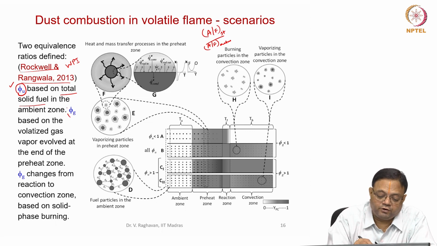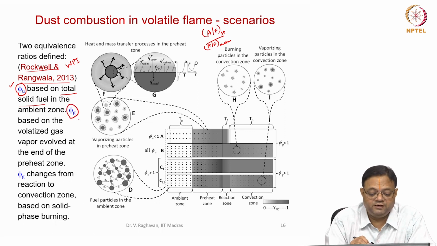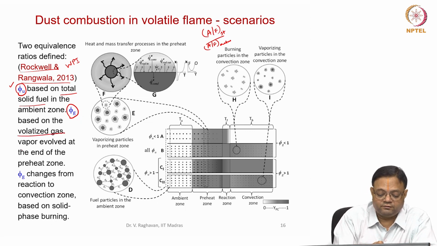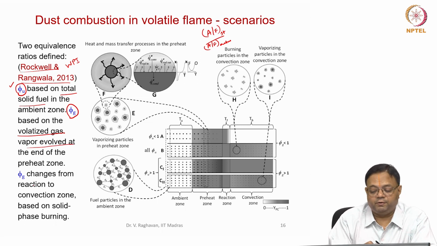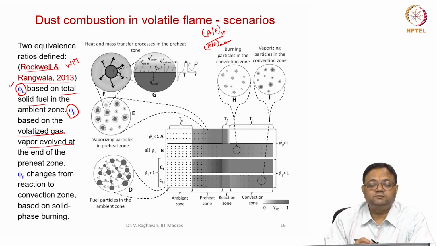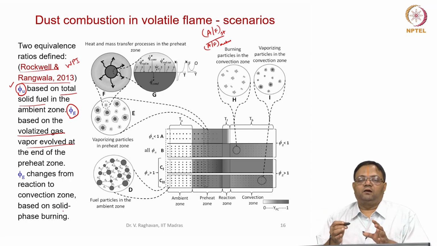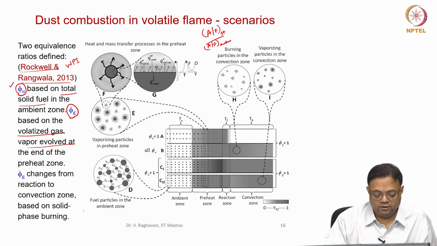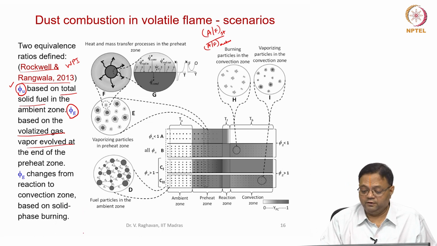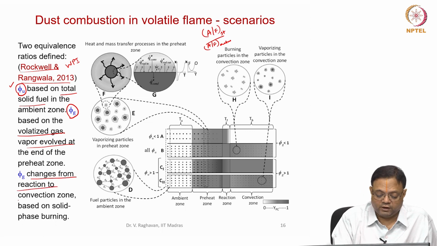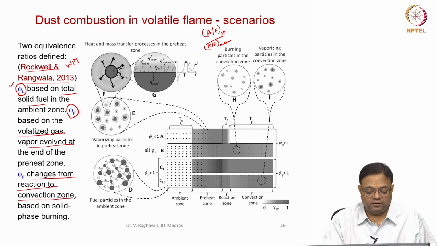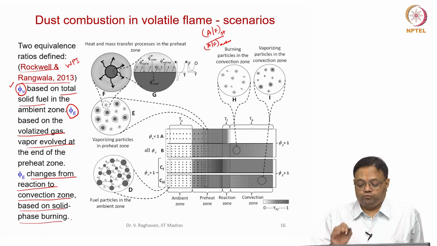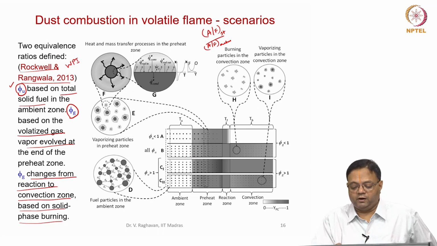Now another equivalence ratio is called phi g, which is the equivalence ratio based upon the volatile gases which are evolved at the end of the preheat zone. So these gases with air can give a mixture of a certain equivalence ratio, phi g. So this phi g basically changes from the reaction to the convection zone based upon the burning of the solid phase. So as I told you, there are 4 zones. Ambient zone, nothing happens to the particles.